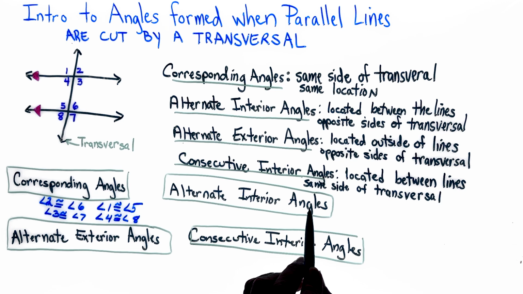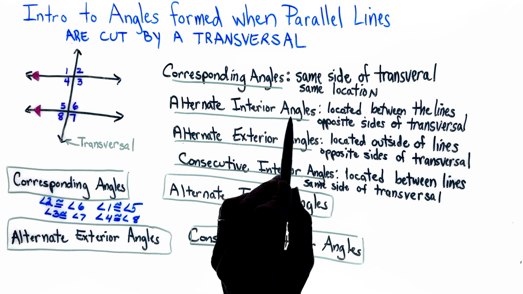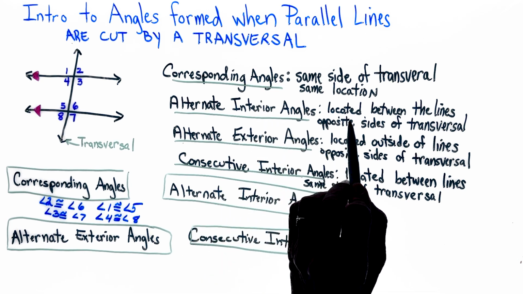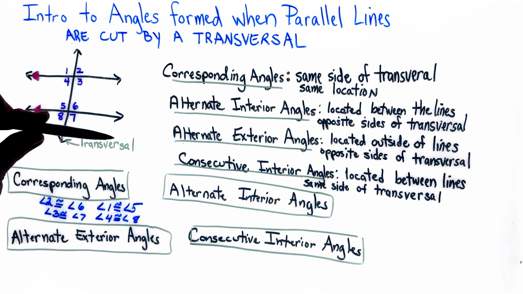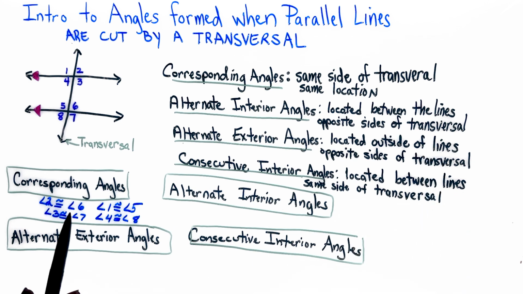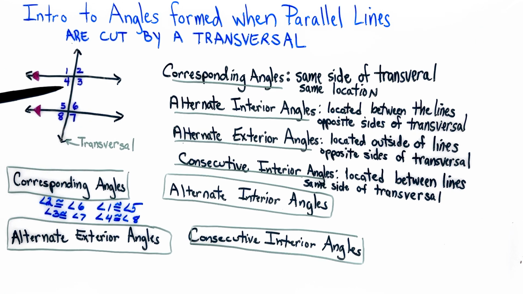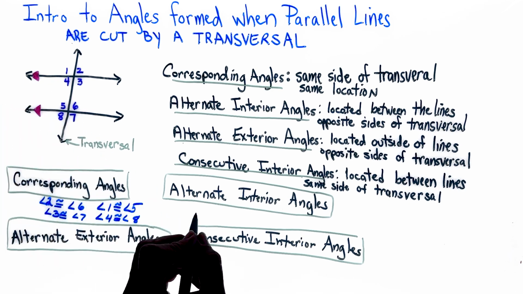Alternate interior angles. Well, think about what alternate interior means. Interior means inside. So notice they're located between these two parallel lines, but they're on the opposite sides of the transversal. So when I am talking about opposite sides of the transversal between the two parallel lines, I know angle 4 and angle 6 is a pair of alternate because it's on opposite sides of the transversal, and interior because it's between the two lines. So we have one pair right there.